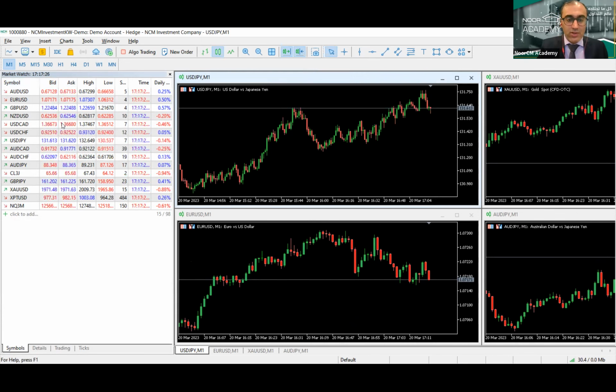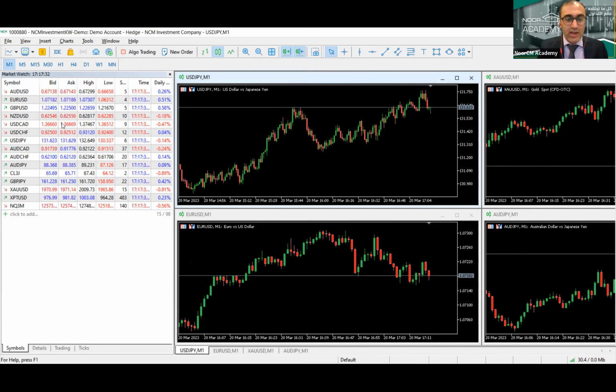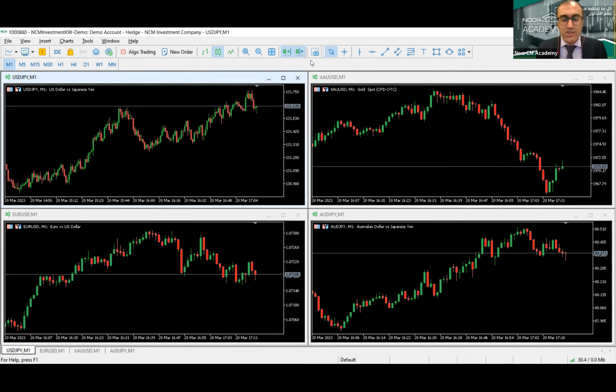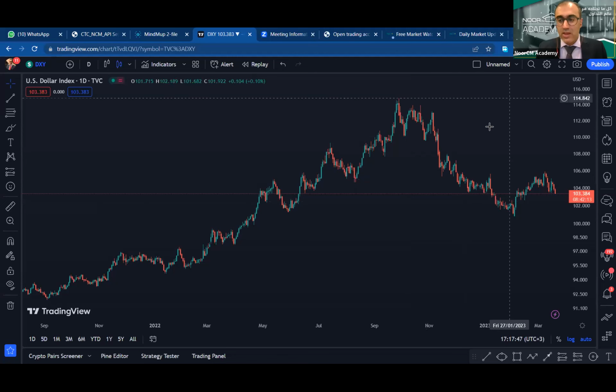Okay. So you could analyze the dollar index chart here. How is the dollar performing? And you should have some basic charting skills. Or the other option is that you can analyze the dollar index on TradingView, which is quite common and famous globally. So this is the dollar index chart.